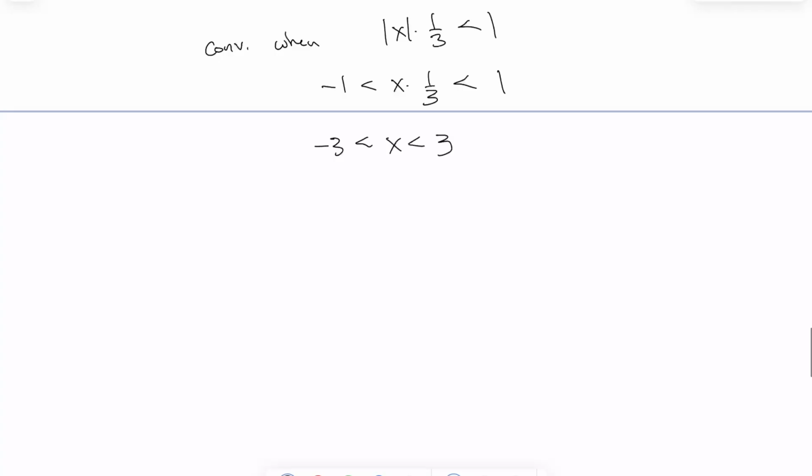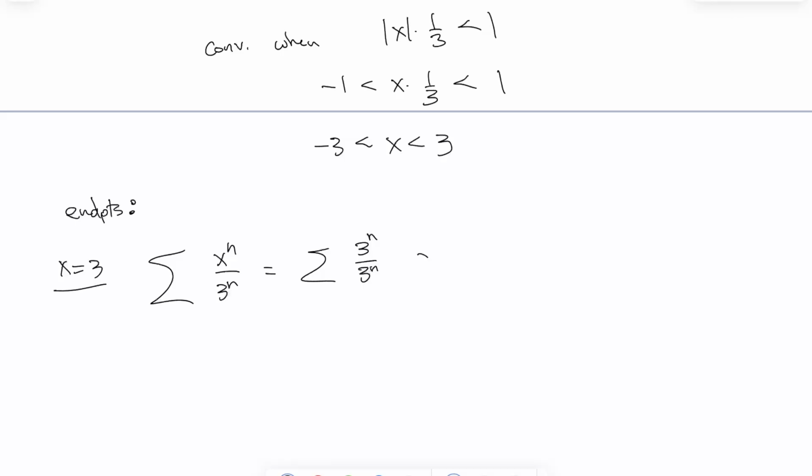So now we check the endpoints. They are x equal 3, first of all. So I'm going to write the original series again, x to the n over 3 to the n, but I'm going to plug in 3. So it becomes 3 to the n over 3 to the n. Those cancel, of course, and you get 1. So this is the sum of 1. That's 1 plus 1 plus 1. What do you say? Does this converge or diverge?